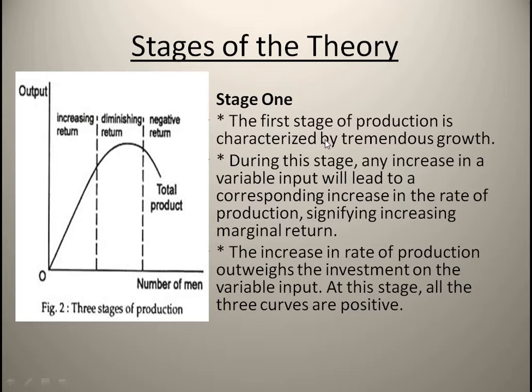In the first stage of production, it is characterized by tremendous growth. You can see the growth rate. From O, it has increased so much. During this stage, any increase in the variable input will lead to a corresponding increase in the rate of production, signifying an increase in the marginal return. So whatever returns you are supposed to get from the increase of inputs, you will get a significant increase in the marginal returns. The increase in the rate of production outweighs the investment on the variable input, and at this stage all the curves will be positive in nature.